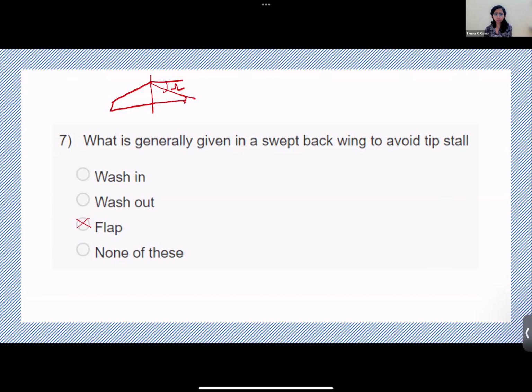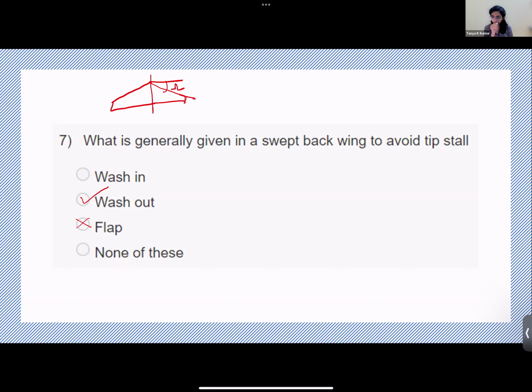You said it's washout. Washout is the right answer. Can you tell me what washout is and why it is given? How does it avoid tip stall? Geometric twist, angle of attack. Yes, okay, let's just try to understand this. The angle of attack at the root is greater than the angle of attack at the tip. How does this avoid tip stall?